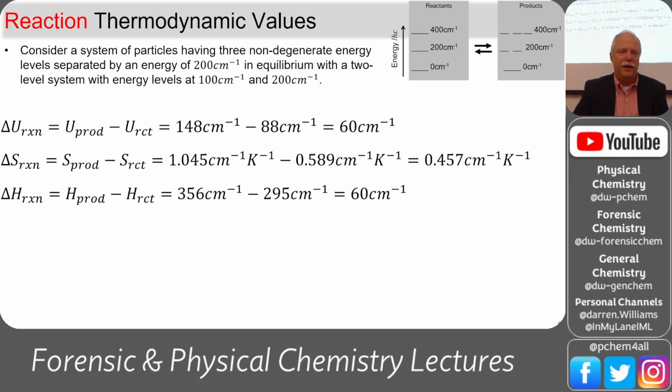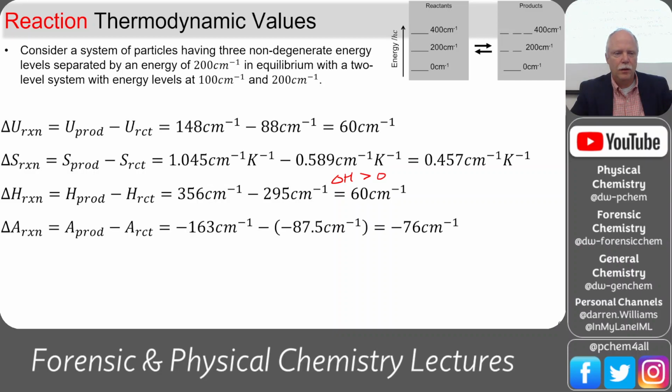Then we get to the heat of reaction, and this is endothermic. Okay, so we can see that 60 wave numbers, it's positive, it's greater than 0. So I'll go ahead and write that in. Delta H is greater than 0. And then here's the Helmholtz energy. It's negative. So when we take into account the increase in entropy, this reaction is spontaneous in the forward direction. So this is delta A is less than 0.